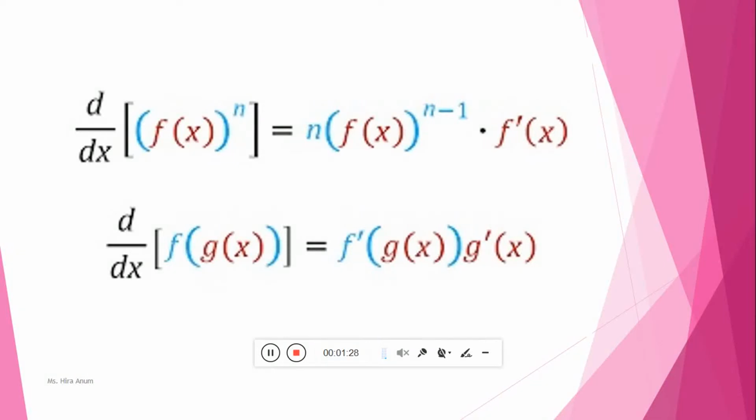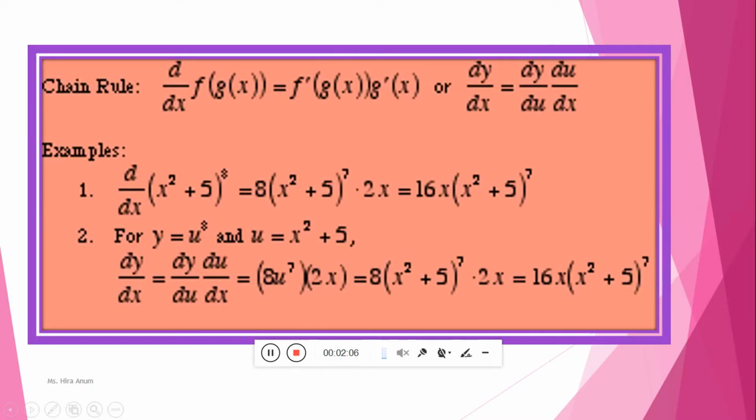Now we will move to the chain rule. The formula of the chain rule is d/dx of (f(x))^n equals n (f(x))^(n-1) times f'(x). Firstly, we take the derivative of the outside of the function, then the inner part of the function. The derivative of f(g(x)) equals f'(g(x)) times g'(x). Let's see the example.